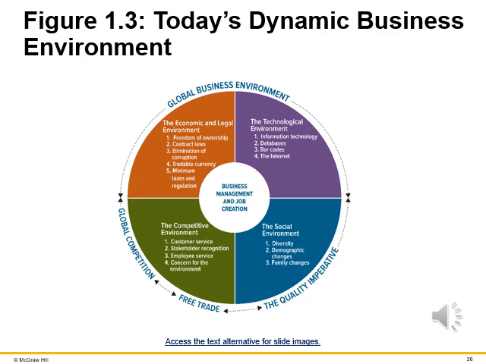So the major elements are the economic and legal environment, which consists of freedom of ownership, contract laws, elimination of corruption, tradable currency, and minimum tax and regulation. Technological environment, including information technology, databases, barcodes, and the internet. The social environment, including diversity, demographic changes, family changes. And then finally, the competitive environment, which includes customer service, stakeholder recognition, employee service, and concern for the environment.